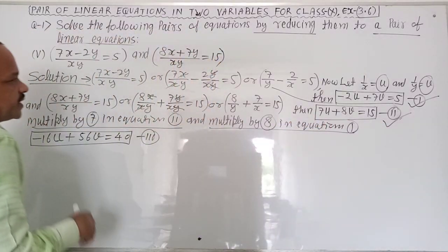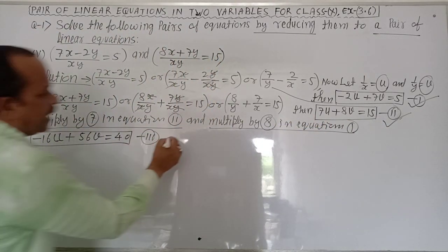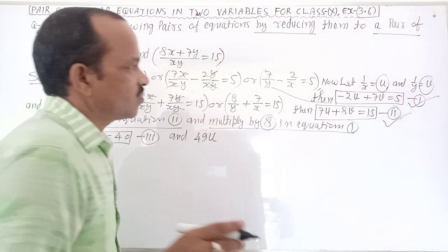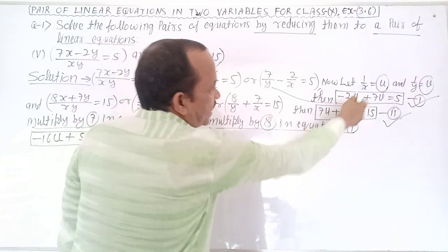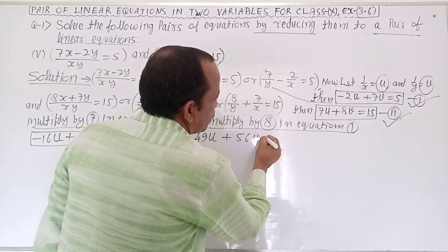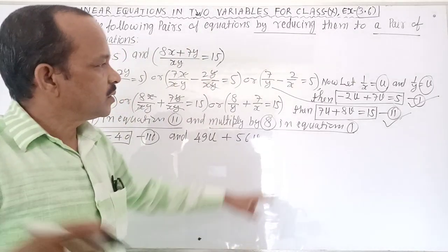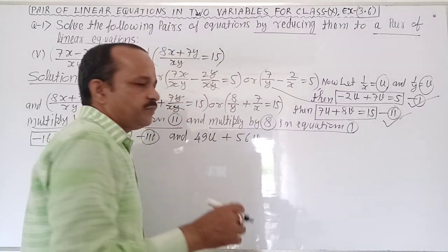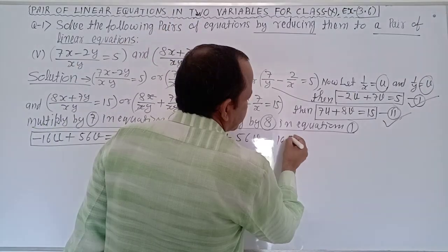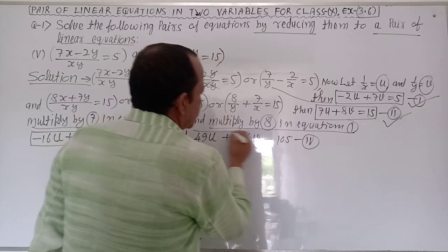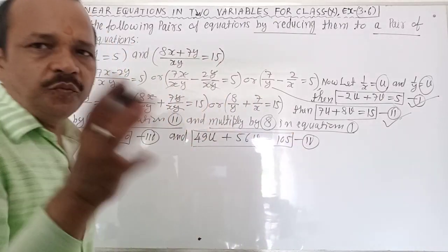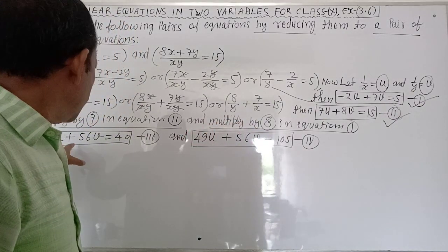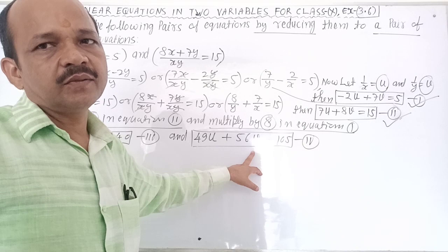7 7s are 49u and 49u plus 7 8s are 56v equal to 7 multiplied by 15, 105. 15 7s are 105. Equation 4. It is equation 4. You find equation third and equation 4. Now you subtract equation third from equation 4. Clear?